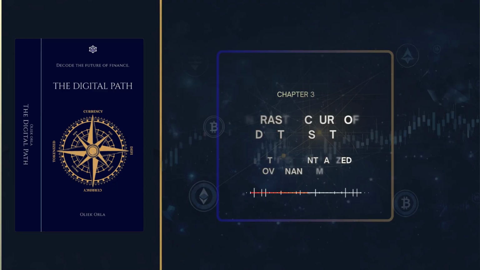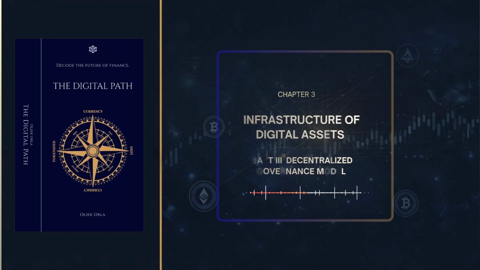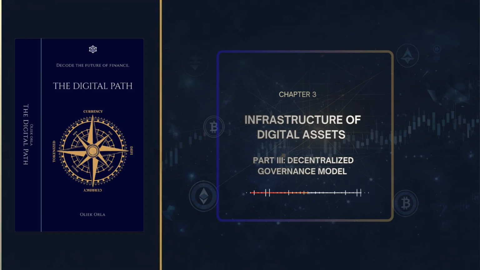Part 3. Decentralized governance model. In the traditional world, corporate governance is built on hierarchy. Shareholders exert influence through a board of directors. Decisions flow down to management, and then to employees. This model is well established, but in Web3, it is gradually losing its monopoly.